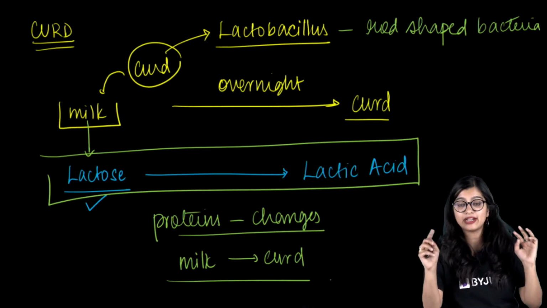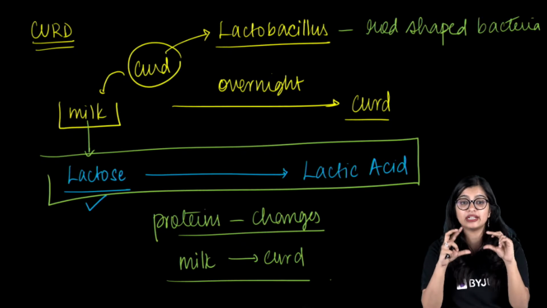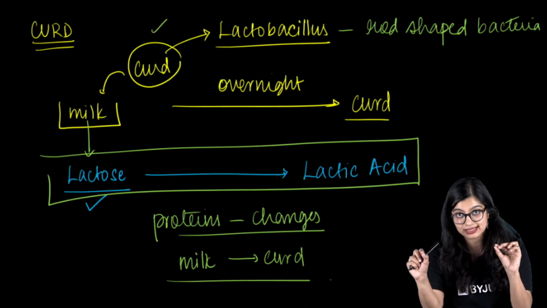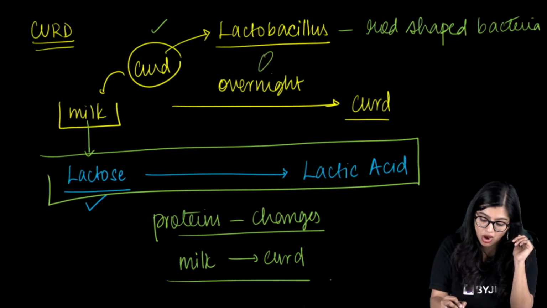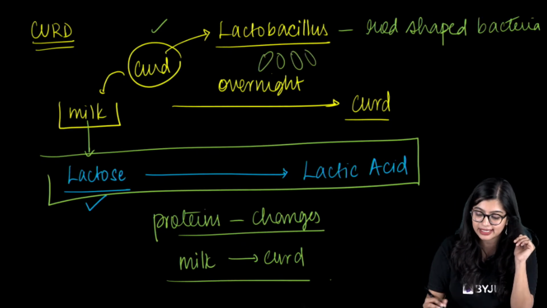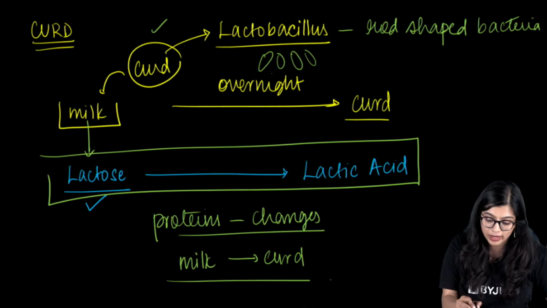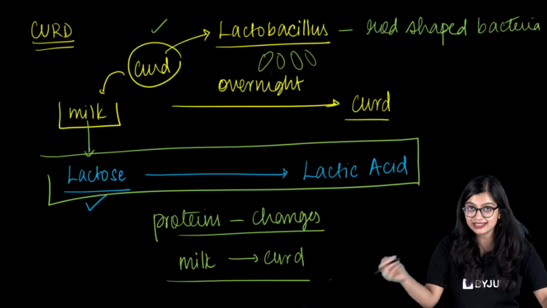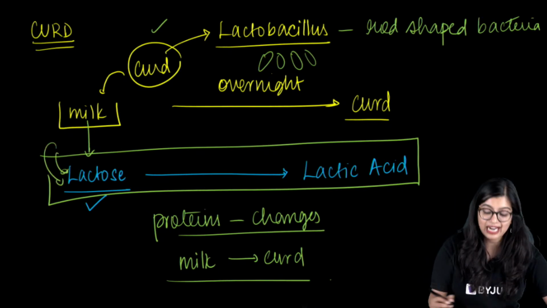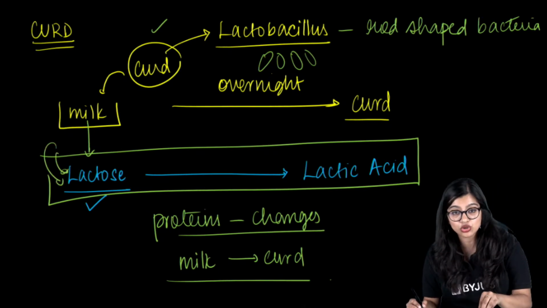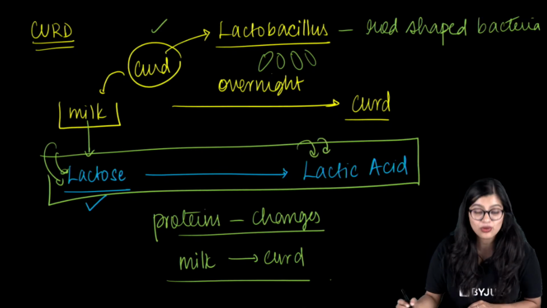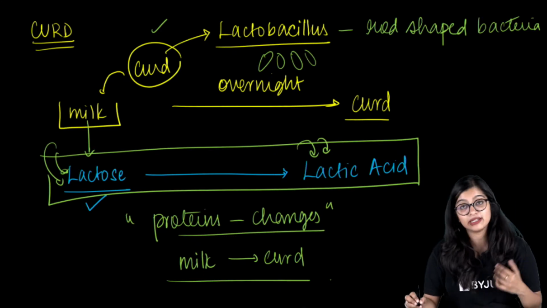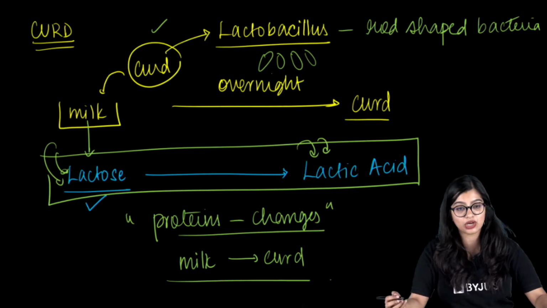Yes? Quickly to recall, curd formation takes place with the help of curd. Inside the curd, lactobacillus is there. Lactobacillus is a small rod-shaped organism like this. It's a bacteria. When you mix the curd and milk together, your lactobacillus has entered into the milk. Inside the milk, what is there? Lactose sugar is there. It will use this sugar and convert it into lactic acid. When it converts, protein changes will happen. When this takes place, milk will become curd.